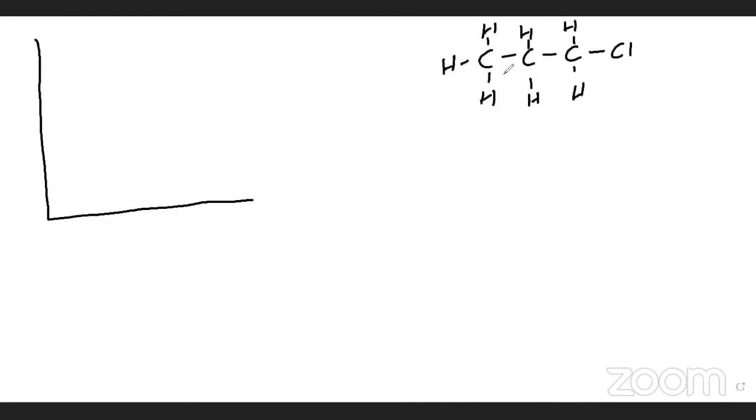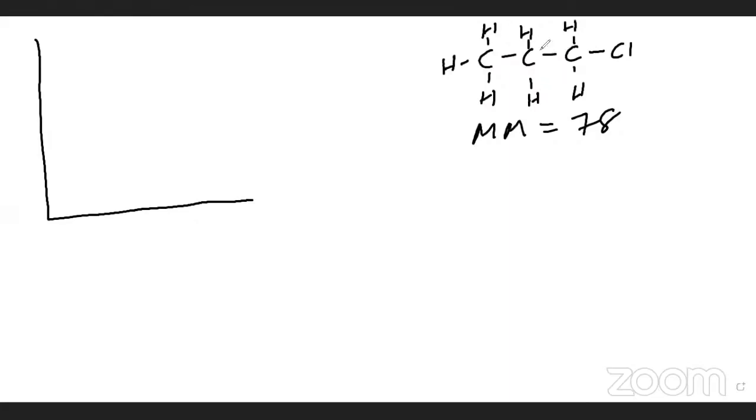So the mass of chloropropane: chlorine is 35, we have three carbons, that's 36, and then seven hydrogen, that's a mass of 78. So the molecular mass of our compound is 78. We're not going to use the decimal in this case for chlorine.